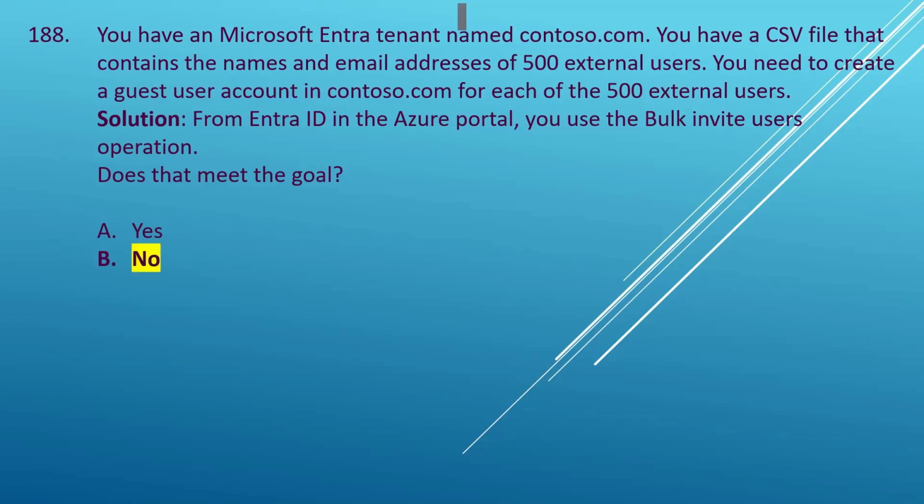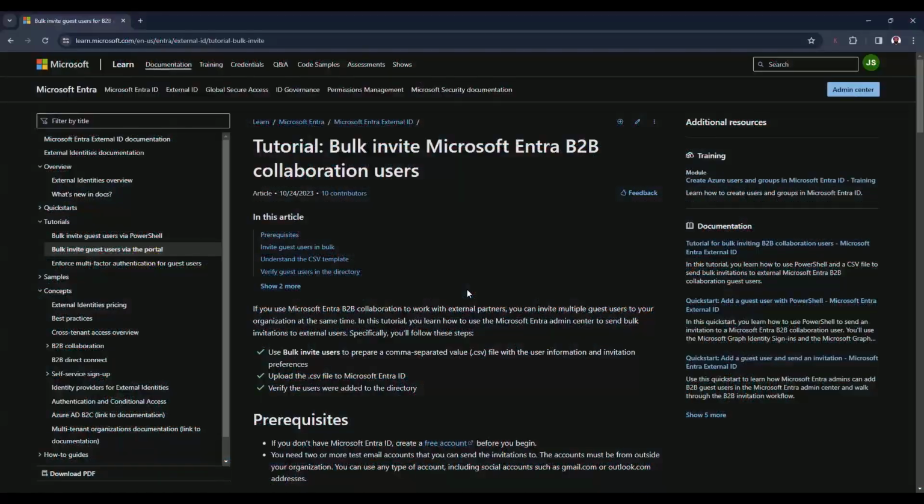Let's head to MS documentation to understand the requirements for the bulk invite users operation, which led to marking this as the incorrect solution. If you use Microsoft Entra B2B collaboration to work with external partners, you can invite multiple guest users to your organization at the same time. In this tutorial, you learn how to use the Microsoft Entra Admin Center to send bulk invitations to external users. Specifically, you will follow these steps. Use bulk invite users to prepare a comma-separated value file with the user information and invitation preferences. Upload the CSV file to Microsoft Entra ID. Verify the users were added to the directory.